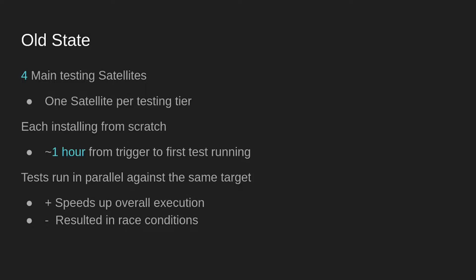We traditionally tested on 4 main satellites. That's 1 satellite per testing tier. Initially, each of those was installing Satellite from scratch. So that'd be 1 hour per tier as a baseline before tests even start running. In order to speed up the execution, we would run those tests in parallel on a single satellite target. Now, while that did speed up overall execution, it did occasionally result in race conditions.